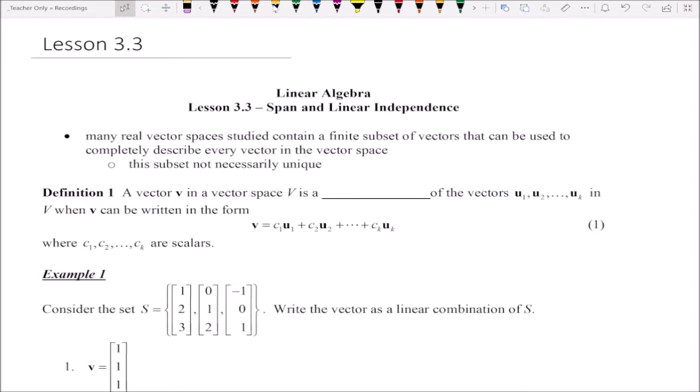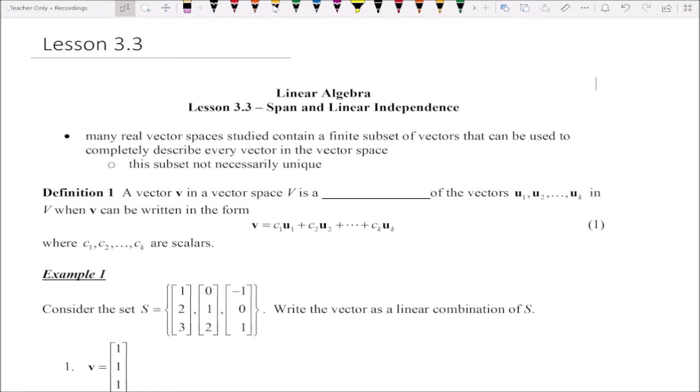So the goal in the next two videos is to study a way of describing a vector space. Many real vector spaces contain a finite subset of vectors that can be used to completely describe every vector in the vector space. This subset happens to not necessarily be unique. So when studying this subset, two important characteristics arise: a spanning set, and that set being linearly independent.